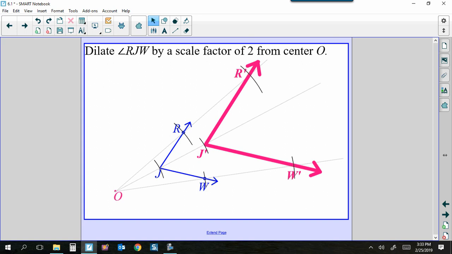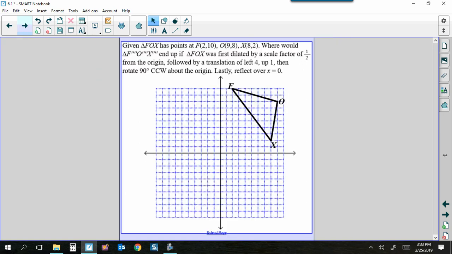Let's do another one. All right, so now you can go ahead and put your compass aside. Keep your straight edge. Now we're going to do something similar to what we were just doing, but we're going to use the coordinate plane instead. We're going to move a fox around. So you need to pause the video and go ahead and graph triangle FOX.